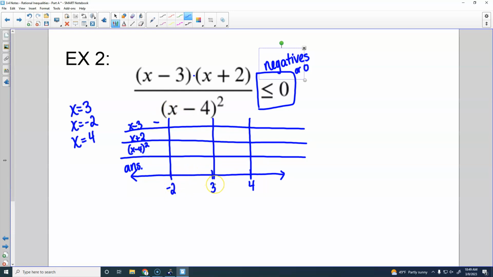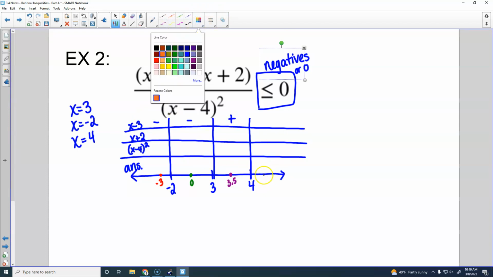Between negative 2 and 3, I might want to pick 0. I'm going to write these numbers down here. So like picking negative 3 right here, I'm picking 0 here. It's not the only number I could pick. I could use 1, I could use negative 1, I could use 2. There. So if I plug in 0, 0 minus 3, still negative. If I pick a number like here, 3.5, if I plug in 3.5, 3.5 minus 3 is going to be positive. And then a number bigger than 4, maybe like 5, I would get a positive there.